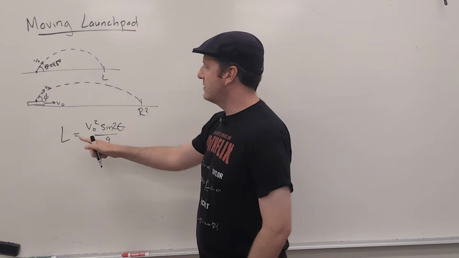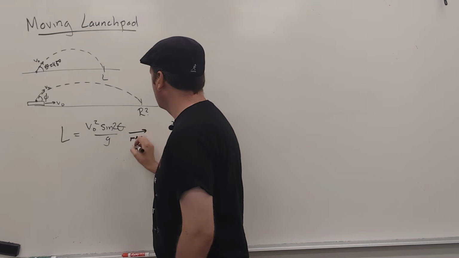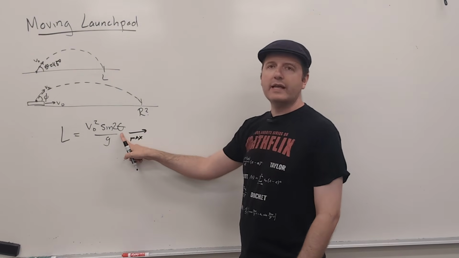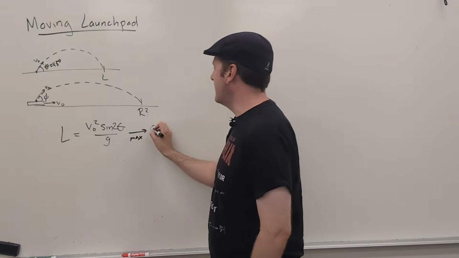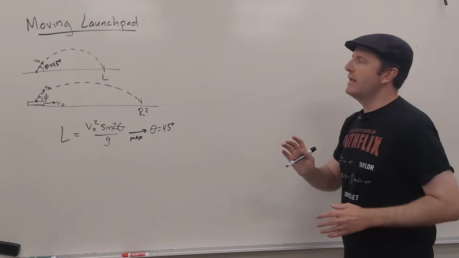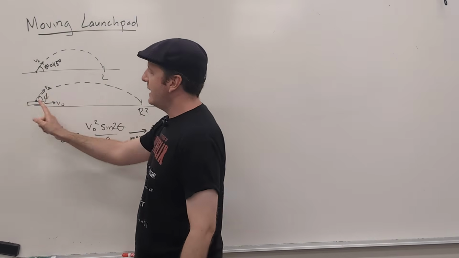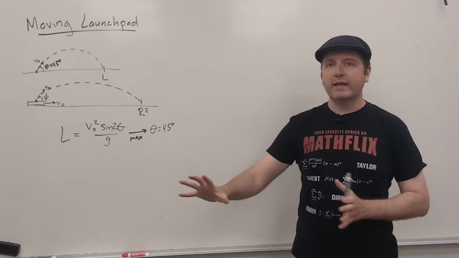And if I'm trying to talk about a maximum range, then sine 2 theta has to equal 1, which means theta is 45 degrees. Okay, so we know that. But now we're going to mix things up a little bit. What we're going to do is say, now imagine that same cannon is placed on a platform that can move.